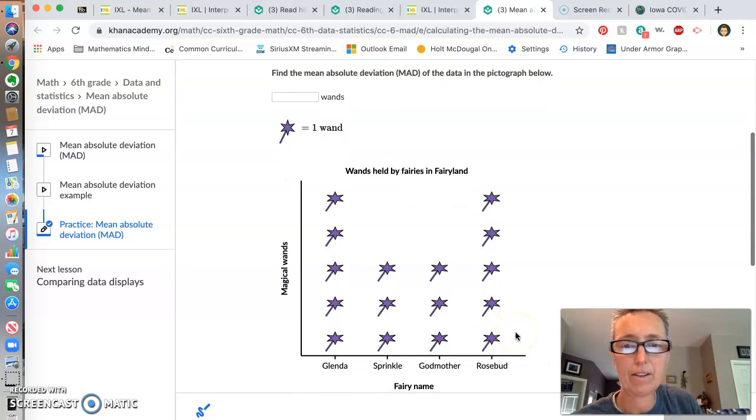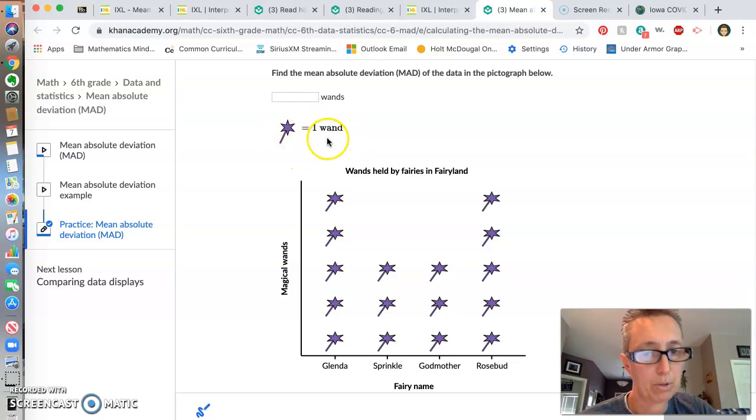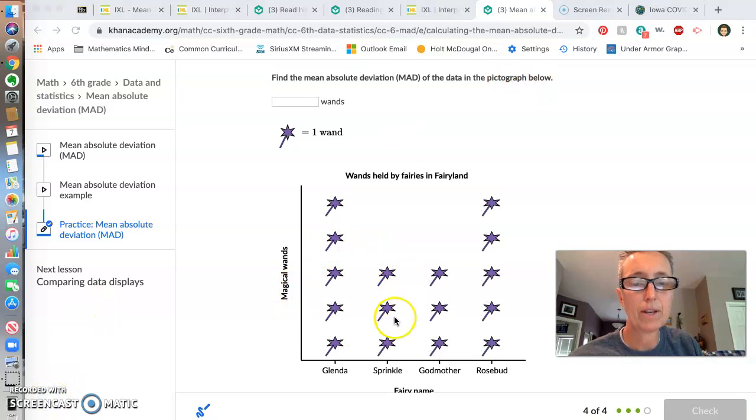All right, here you have a pictograph, or pictures representing your dots instead. Pay attention to your key here. 1 wand equals 1 wand. Sometimes it's 2. So wands held by fairies in fairyland. All right, so find the mean absolute deviation of the data in the pictograph below. I think you will find that the numbers you get in the Khan Academy MAD questions work out pretty well.